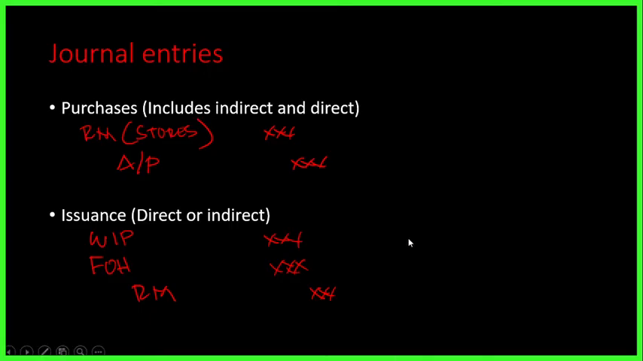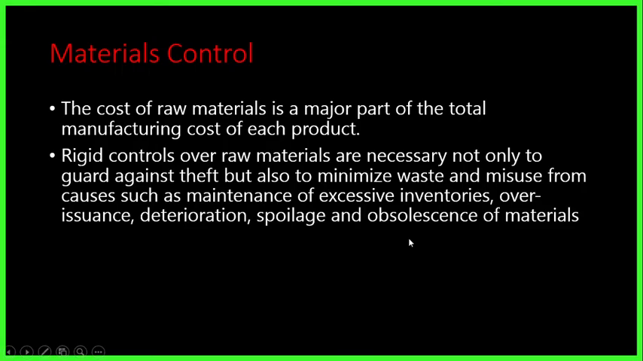Let's continue. Aside from the journal entries, there are also other procedures that happen between purchasing and issuance. Actually, even before purchasing, there are other procedures that we need to consider. And normally, they are not shown in the journal entry. One of which is materials control. When we say control, this most of the time refers to processes that minimize the risk attached to an asset.